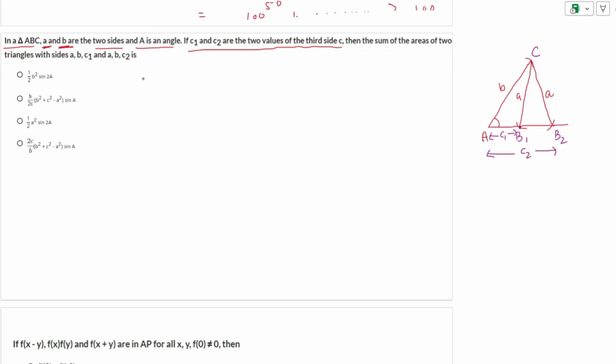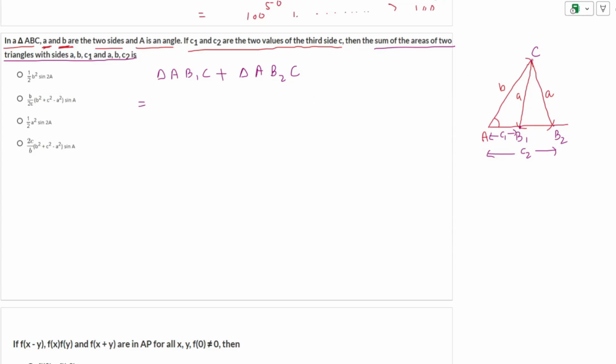So do you see what two triangles they're talking about? Triangle AB1C and triangle AB2C. Now what are they asking you? The sum of the areas of the two triangles is which one of these? So basically you have to sum the areas. What do you know about area? What's the formula for the area of a triangle? Simple: half times base times height.